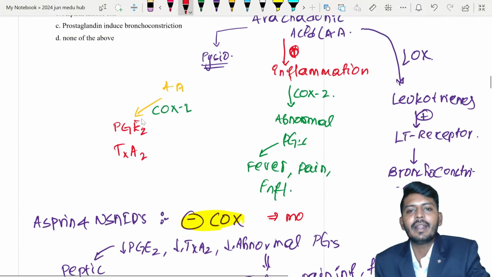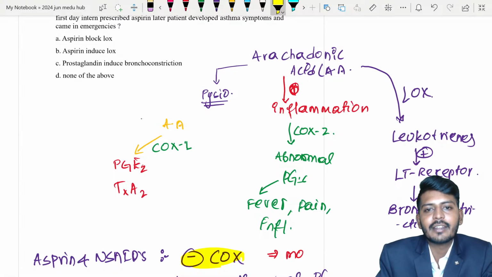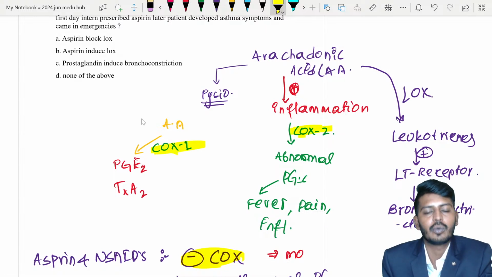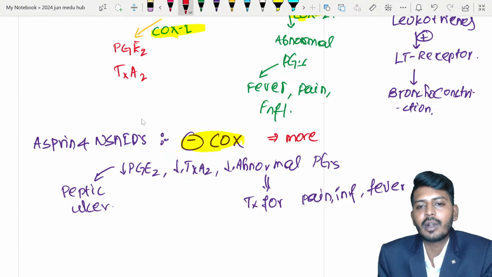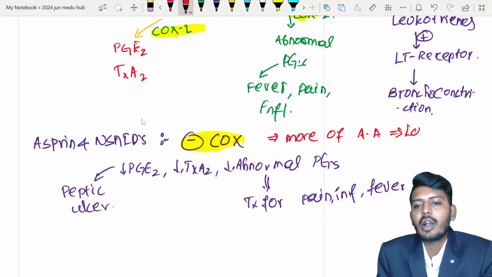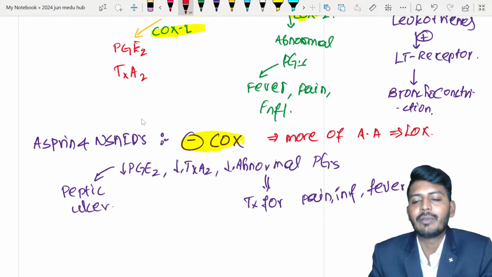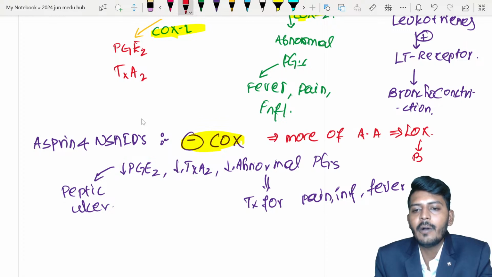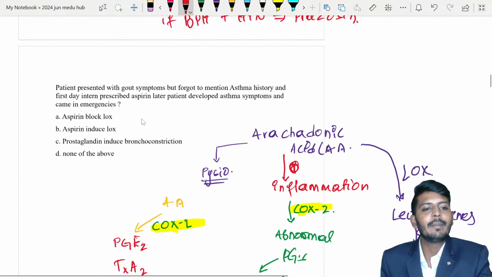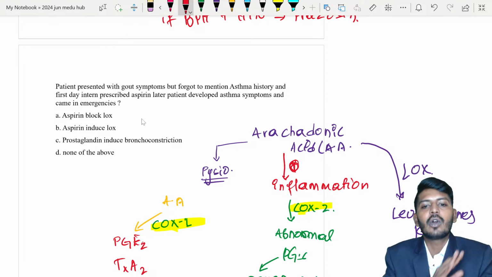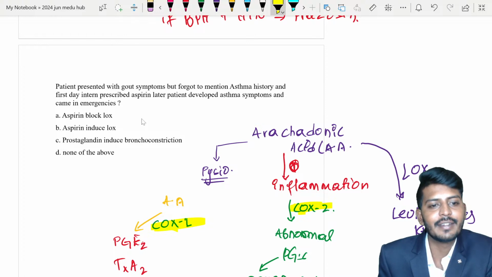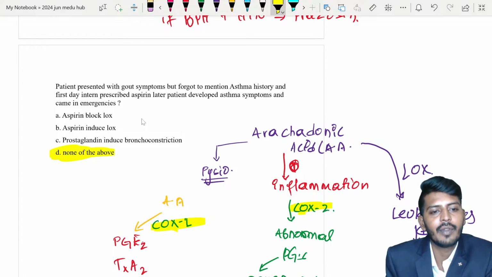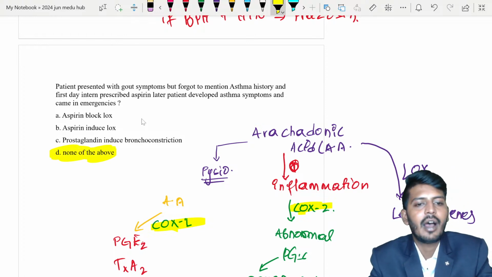More of arachidonic acid. Look here, you have shut down the COX enzyme. Which ones? COX2 and COX1. If you block the COX, now more arachidonic acid goes into the LOX pathway. The LOX pathway will cause bronchoconstriction. So what will the answer be? Prostaglandin-induced bronchoconstriction? No, it is not prostaglandin-induced. The answer is D, none of the above.